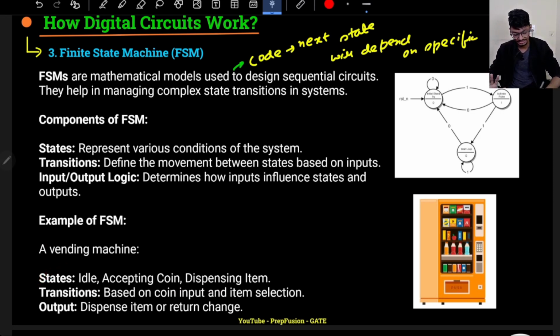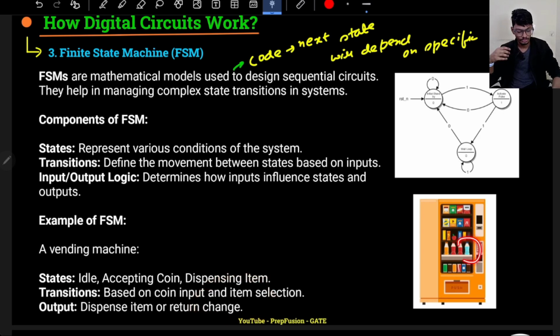So it has three states. Either it will be idle, nothing is getting done, or it is in the state where it will accept the coin, or it is in the state for dispensing the items, okay? Like basically giving out this milk. So transitions are based on the coin input and the item selected. If I give it a 10 rupees coin, then obviously it will give a milk carton. If I purchase a 20 rupees item, then it will give out a 20 rupees item. That is the transition. And the output is dispensing the item or returning change.